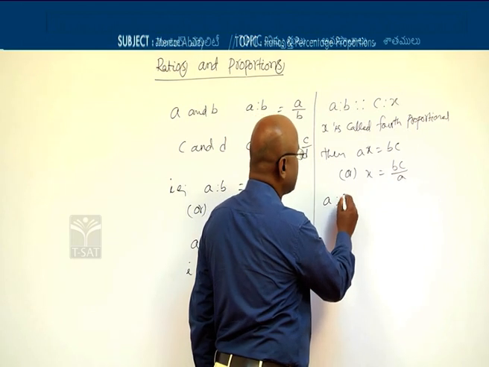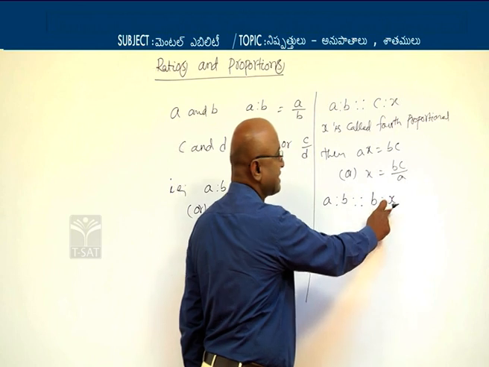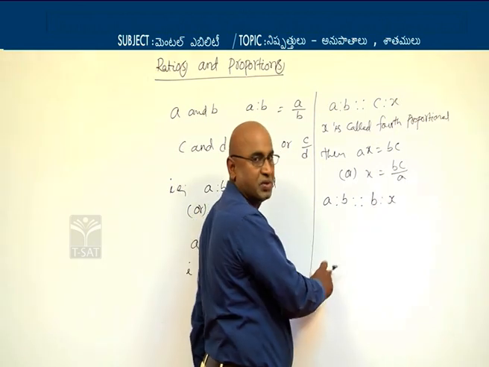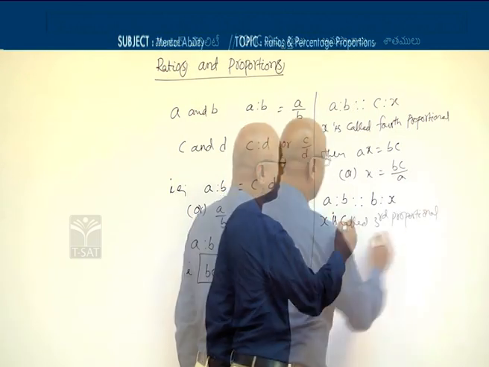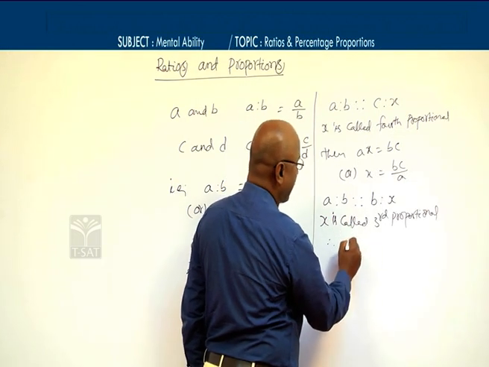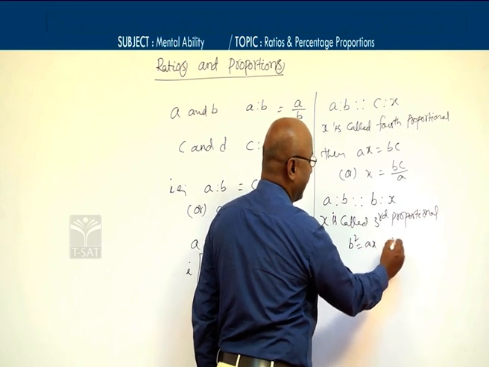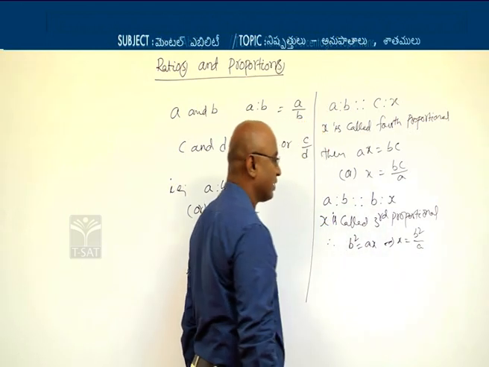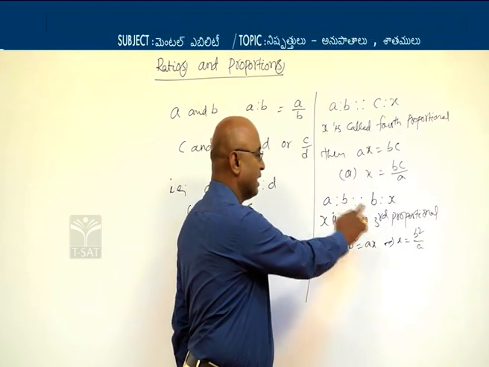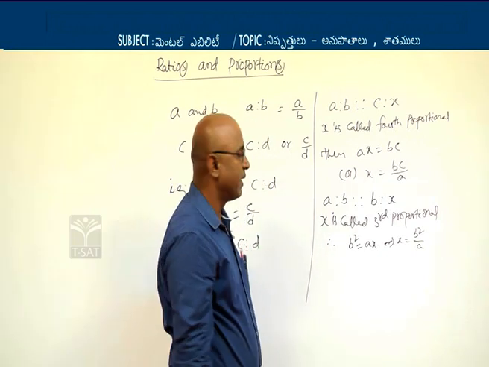So in order to find the fourth proportional, X is equal to BC by A. Similarly, if A is to B as B is to X, then X is called the third proportional. Therefore B square is equal to AX, or AX is equal to B square, which implies X is equal to B square by A. So in order to find the third proportional, X is equal to B square by A.